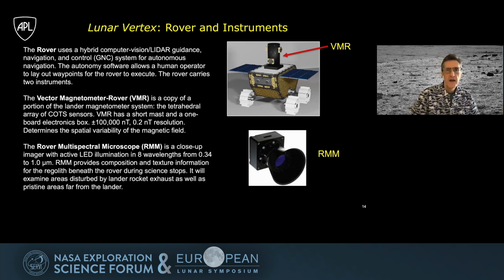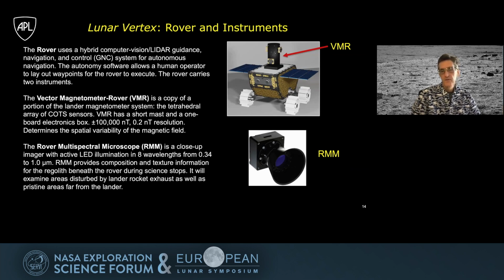We also have a small rover that will deploy from the lander. It will carry 2 instruments. It will have another magnetometer that is a copy of part of the lander mag. This will allow us to determine the spatial variability of the magnetic field. And we have a close-up imager or multispectral microscope that will provide data on the composition and texture of the regolith beneath the rover during science stops.